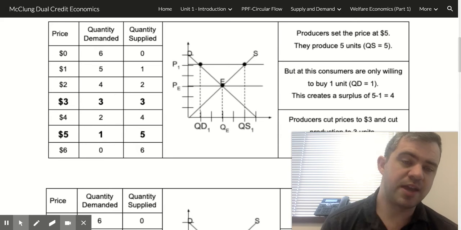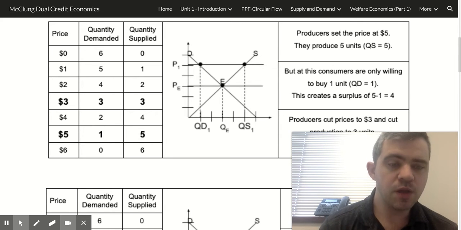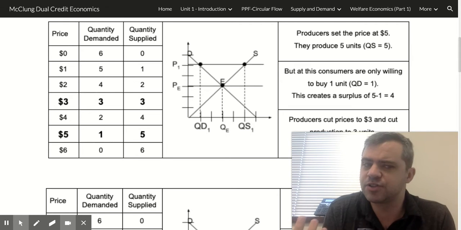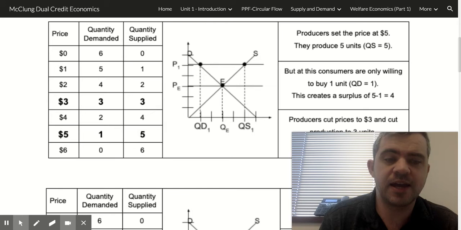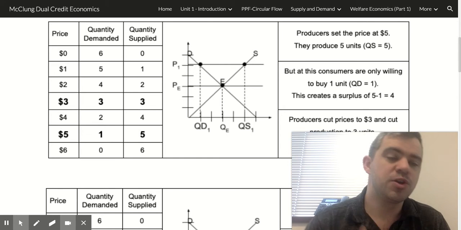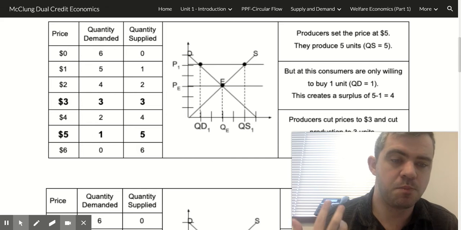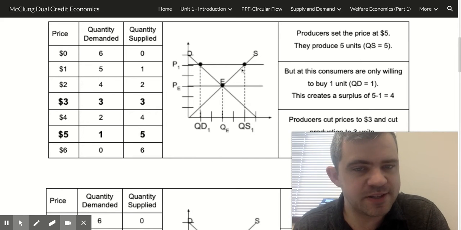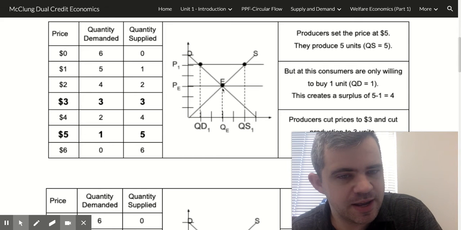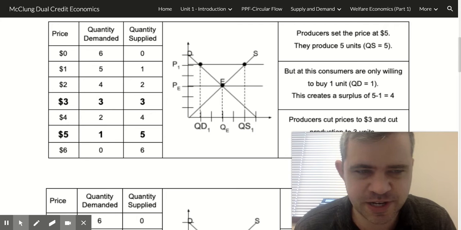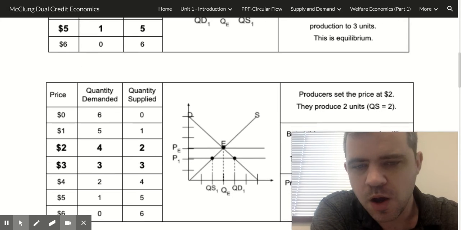So you do two things to react. The first thing you do is you start making less. Okay, if you have a surplus of goods, you're going to start making less. And we're going to lower the price so we actually start selling more product. Okay, so that takes us down to here. Isn't that interesting?